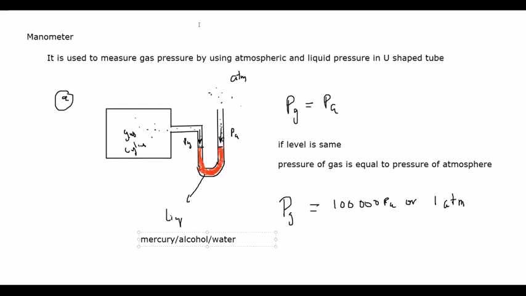So for example, you have the second case, a container which is filled with a gas. Mainly the manometer is used to find the gas pressure, the pressure exerted by the gas.